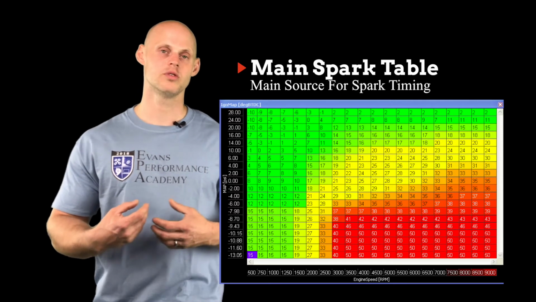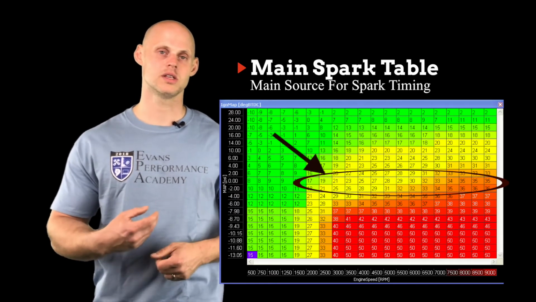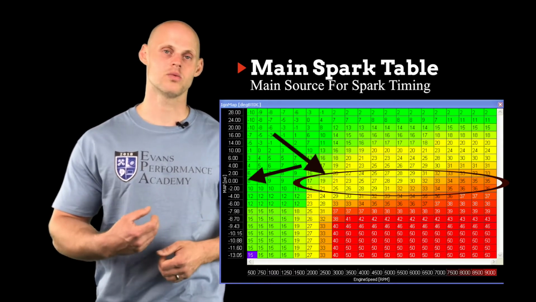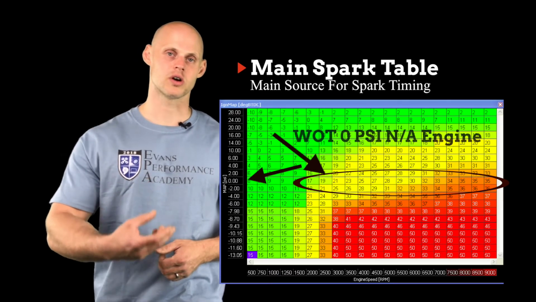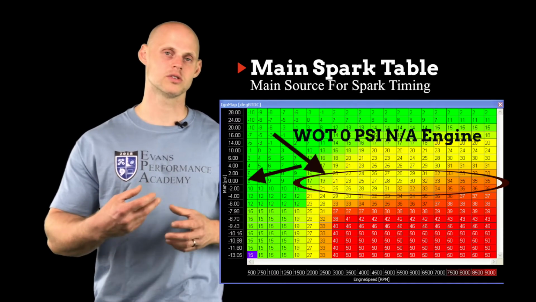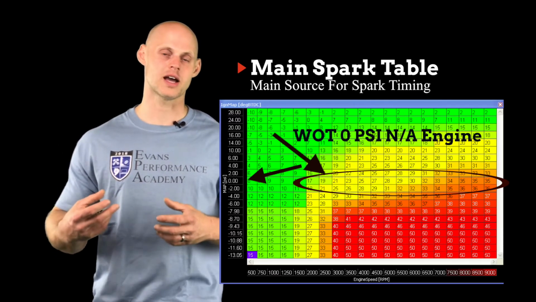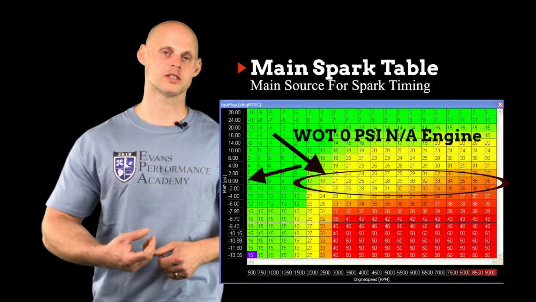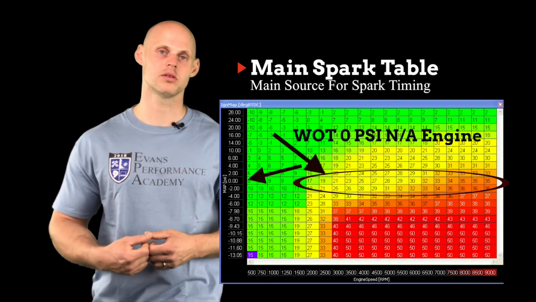Now, if we move up to this point here, we can see that we're at 0 psi on the load axis, and we're going to see that that's going to reduce our spark timing. This is going to represent a zone for a naturally aspirated engine. So if we're at wide open throttle and we're naturally aspirated, we're going to be in this area of the map.